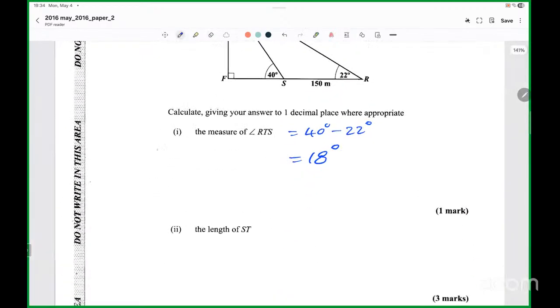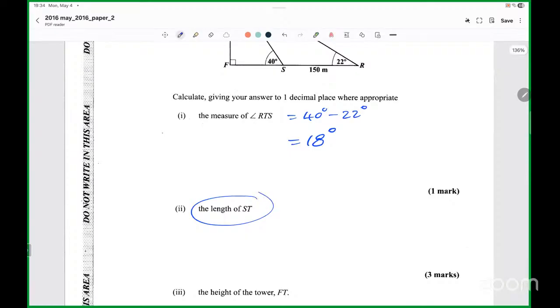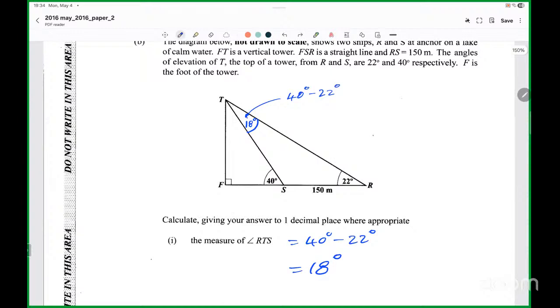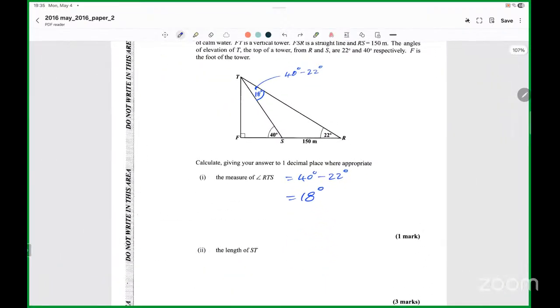Anyway, next thing I want is the length of ST, which is this length. To get that length, we're going to work in this triangle and use sine rule. Why are we using sine rule? Because we have this pair of angle and side opposite each other. I want to use it with this pair across here. So I'm going to use sine rule in that triangle now to find ST.